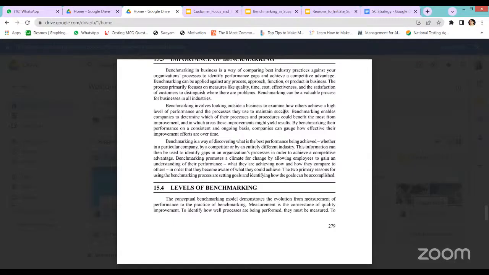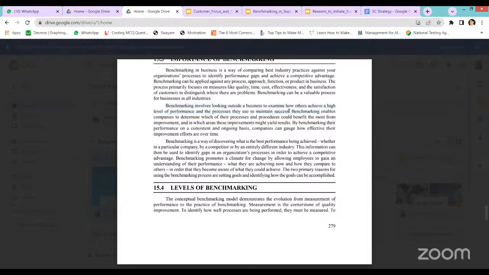In the same way, benchmarking means first yourself. Internally, you analyze yourself, you find the performance gaps, and you try to achieve your targets. Secondly, you also compete with others, like your friend. You want to know the strategies he is adopting to get more marks. Same way here in the company, benchmarking involves looking outside a business to examine how others are achieving high-level performance and the processes they use to maintain success.